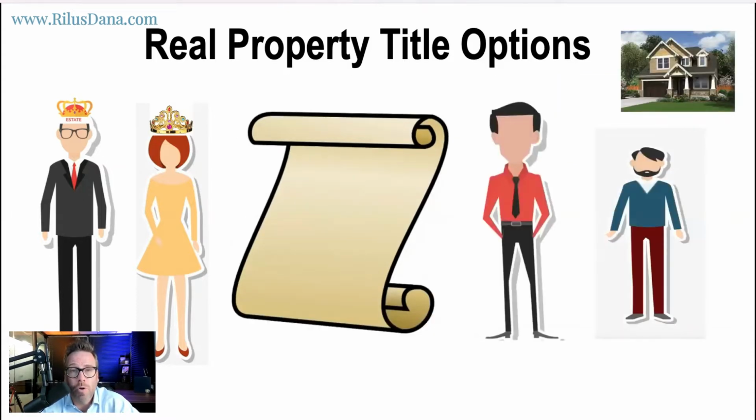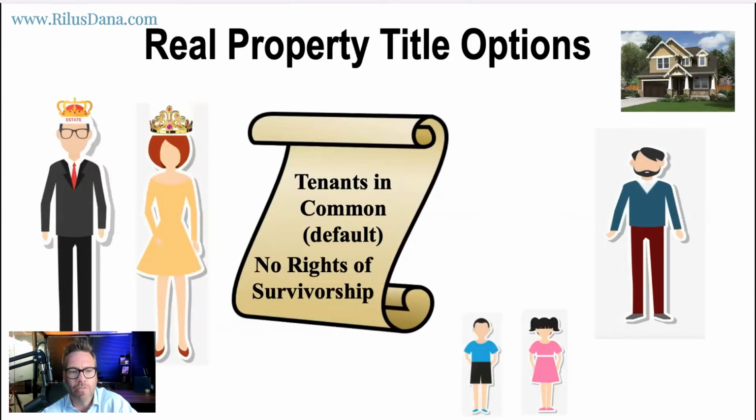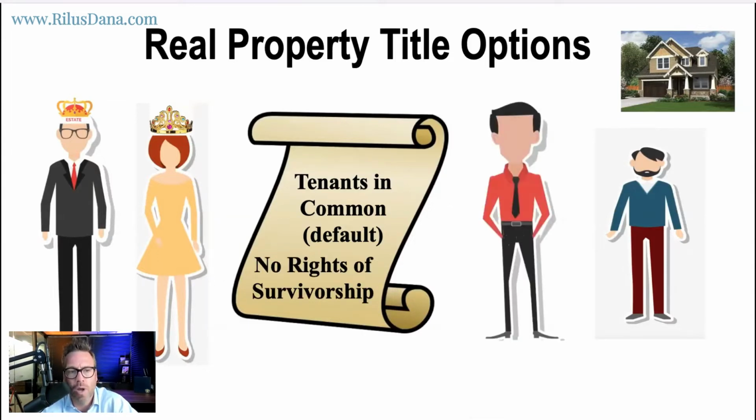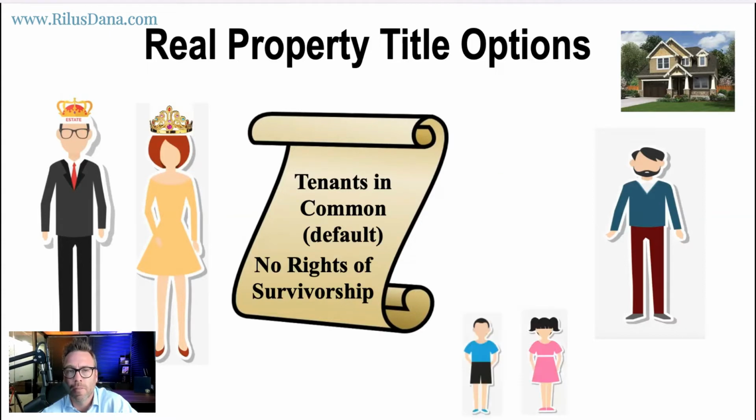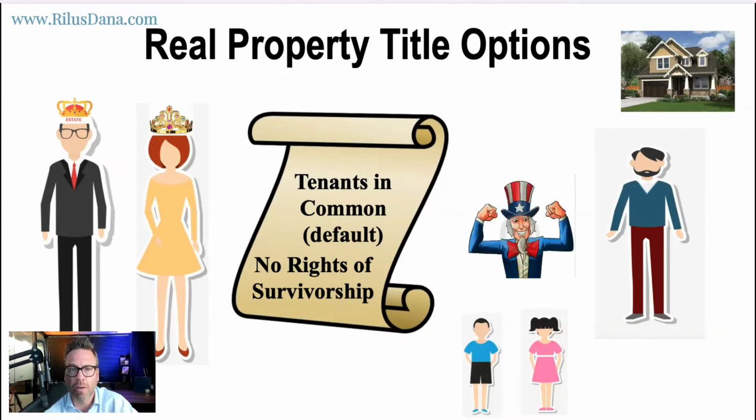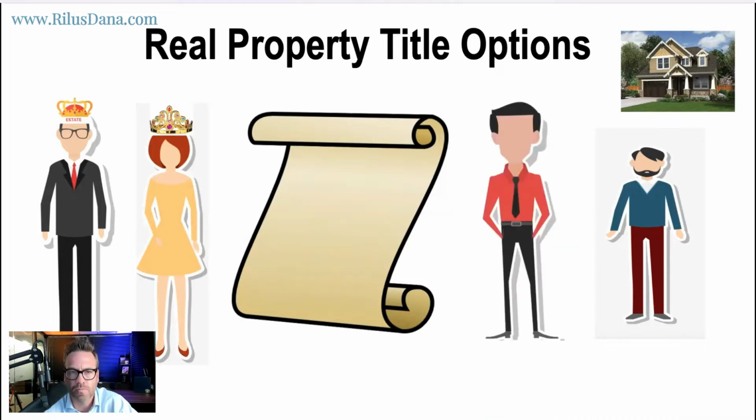If there's multiple owners on the deed, the default is that they own it as tenants in common. What that means is that there's no right of survivorship. So if one of them passes away, their share goes to their estate. Now, if they have a will, that's going to control their estate, and it may take a probate to transfer their share to their beneficiaries.